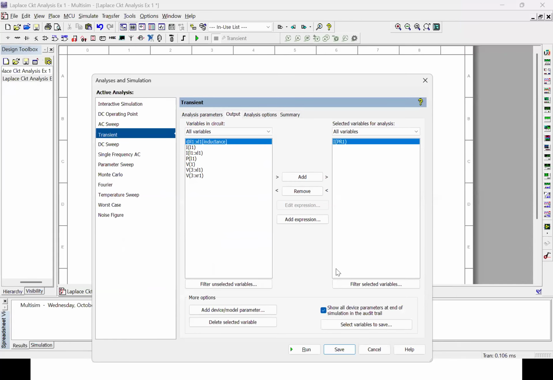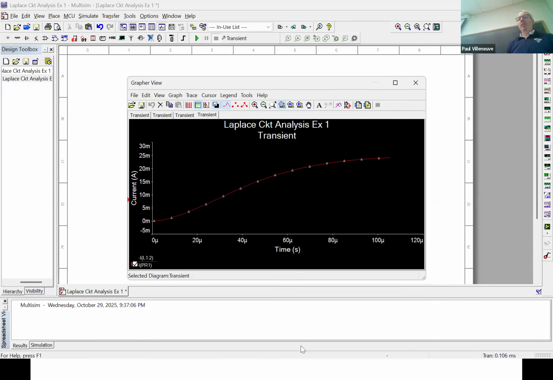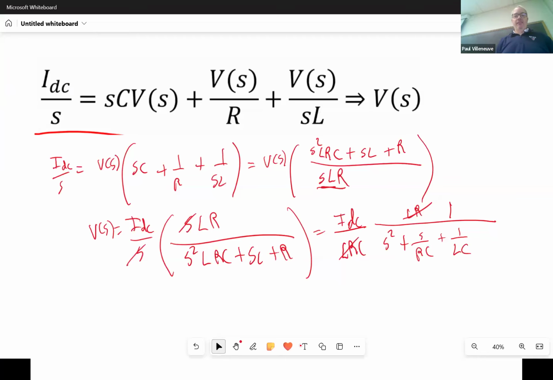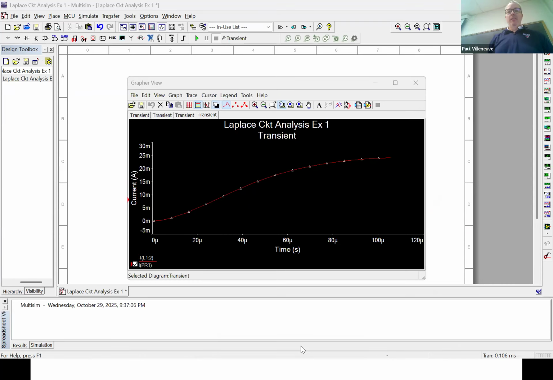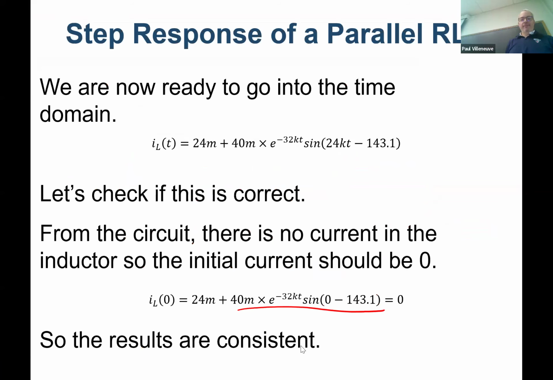All right, so we're looking for current. We're going to run it. There's our plot. This is what we should get, right? But Paul, you said you were going to compare that to this. That's the whiteboard, there's a PowerPoint. I'm going to compare that to that. How do I know if that's right?